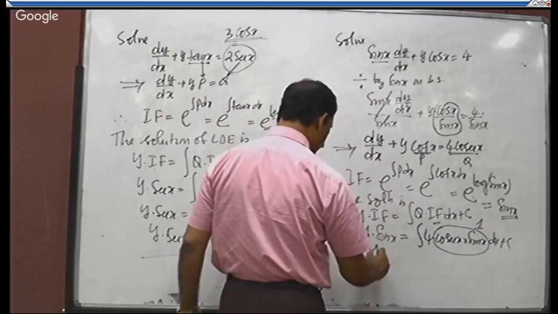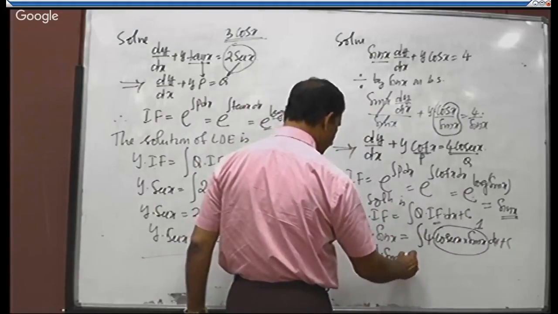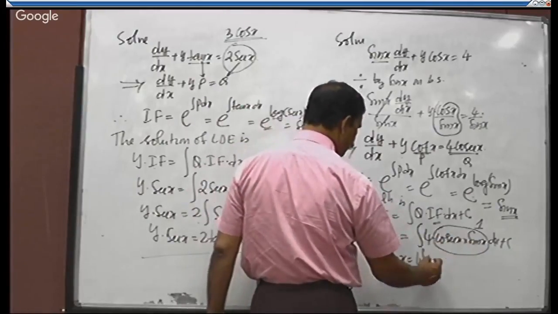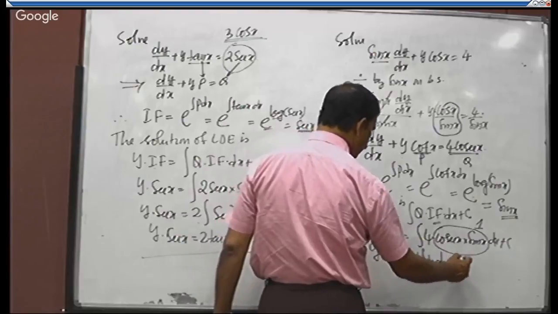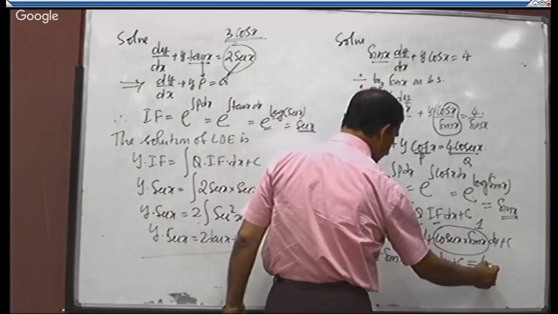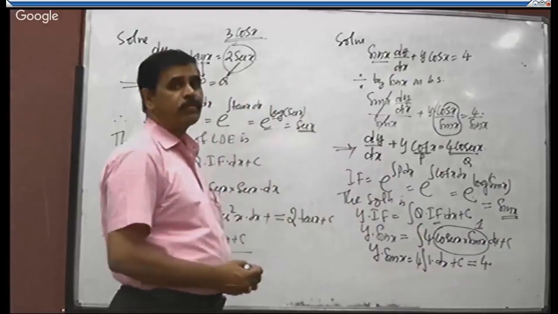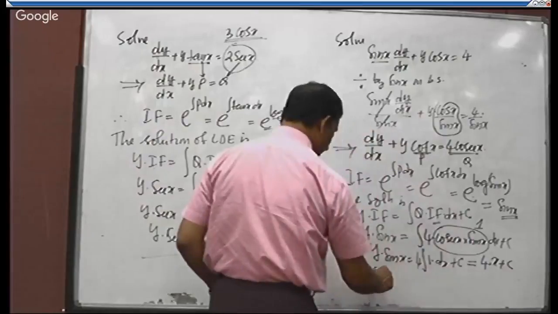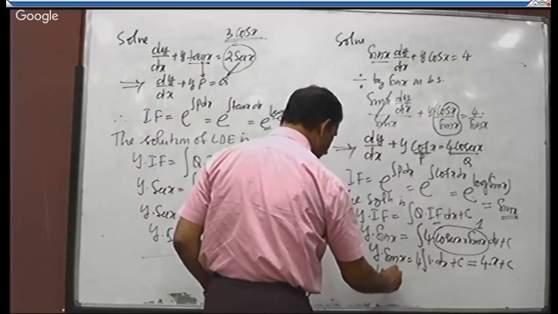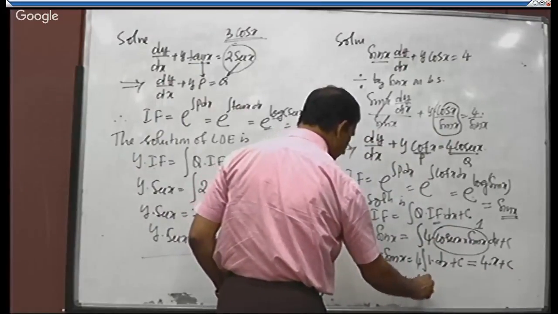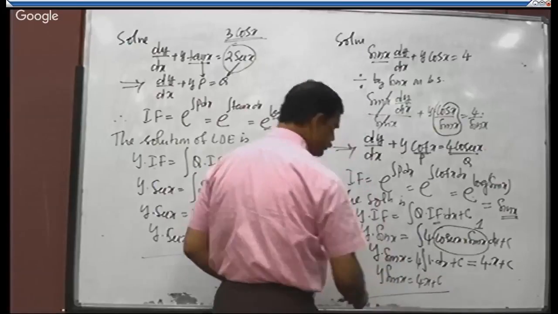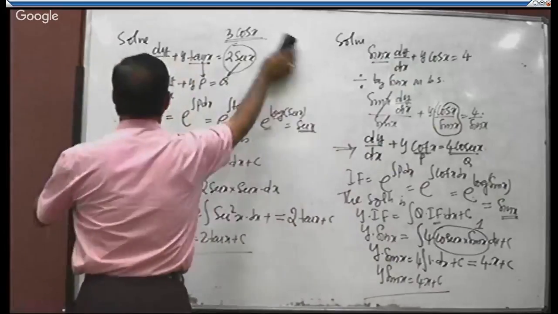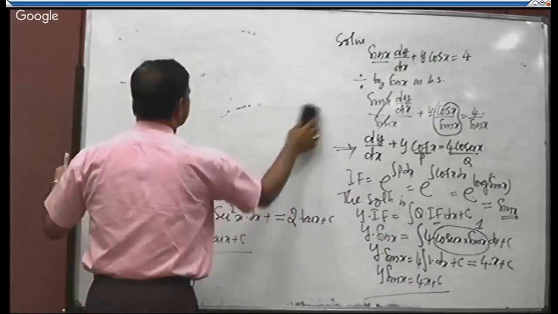Therefore, it becomes what? Y into sin x is equal to, take 4 outside. Cosecant x into sin x is 1 into dx plus C, or it is equal to 4 into, what is integration of 1? It is x plus C. Okay. So this is y into sin x is equal to 4x plus C. 4x plus C. Right? So these two problems are very important.